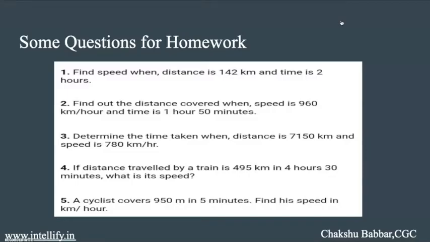Third question. Determine the time taken when distance is 7150 kilometers and speed is 780 kilometers per hour. We know that time taken is distance divided by speed. So our distance is 7150 kilometers and our speed is 780 kilometers per hour. So our time will be 7150 divided by 780, which comes out to be 9.166. So our time will be 9.16 hours.